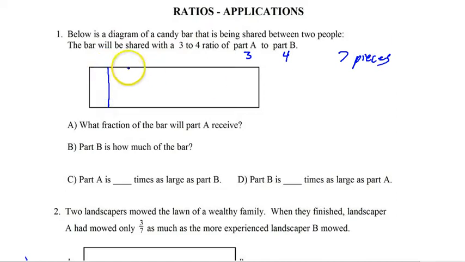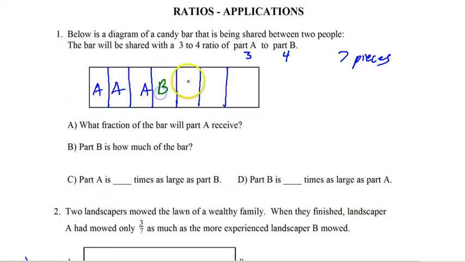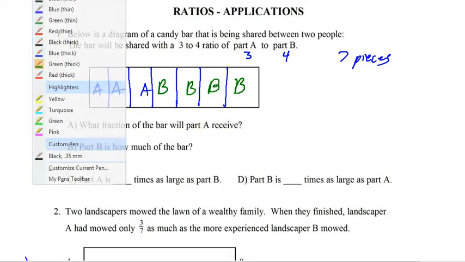Let's see if I can do this fairly nicely. That's 6 slices. That's not really nice, but 1, 2, 3, 4, 5, 6, 7. We're going to assume they are all the same. That's A. He gets 3, and B is going to get 4. And this picture now tells us everything about it, which will now allow us to answer the following questions.